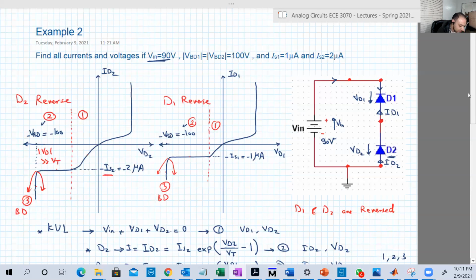So, in order for D1 and D2 to go into the breakdown region, the input must be greater than or equal to 100. But our input, V input, is only 90. So we will exclude all the cases in which one of them or both of them are in region 3.